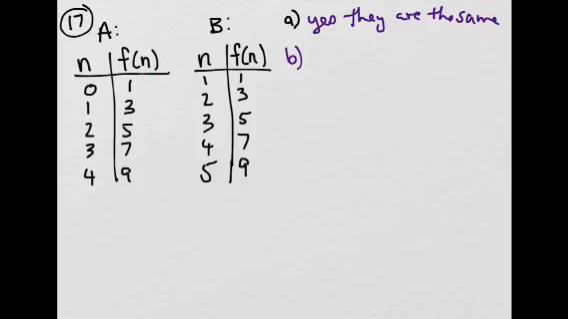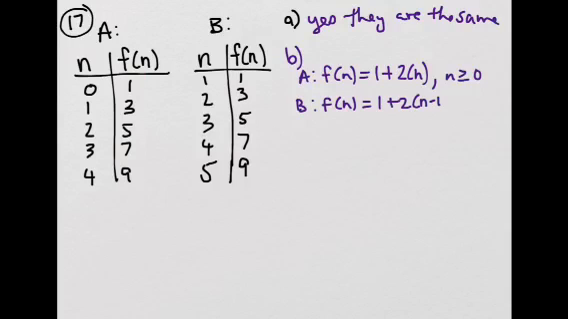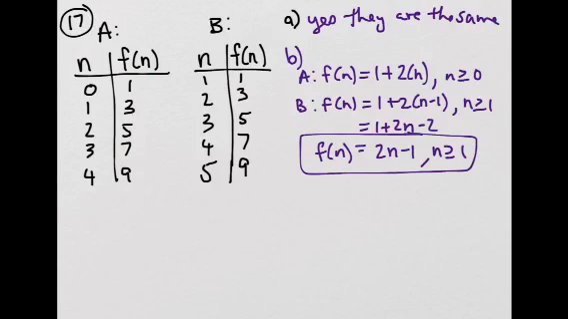For part B, they want you to write an explicit rule for each one. So for A, we're going to say f of n is the first number, 1, plus the difference, 2, times n, because we're starting with 0, so n greater than or equal to 0. For B, it's going to be f of n equals 1 plus 2 times n minus 1 for n greater than or equal to 1, because we start with 1 on that one. And we can simplify B a little bit more, so that's 1 plus 2n minus 2, so that's f of n equals 2n minus 1, and n is greater than or equal to 1. It could be this one or this one for the explicit rule of B.